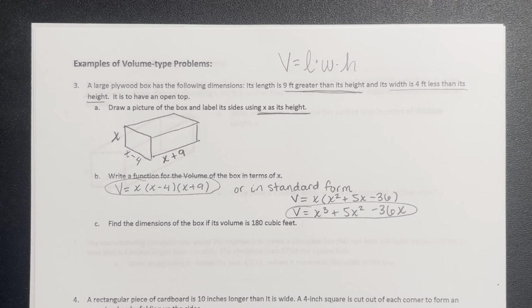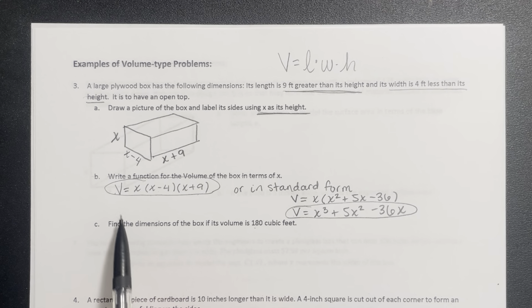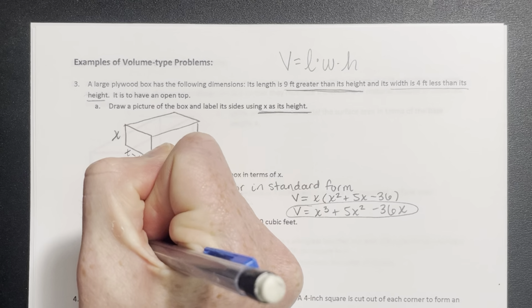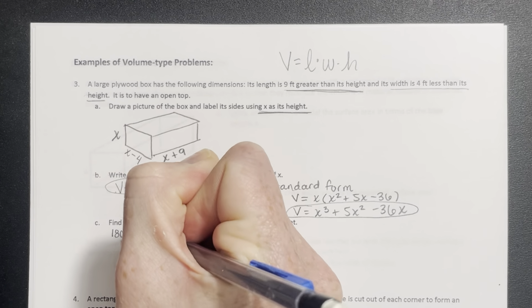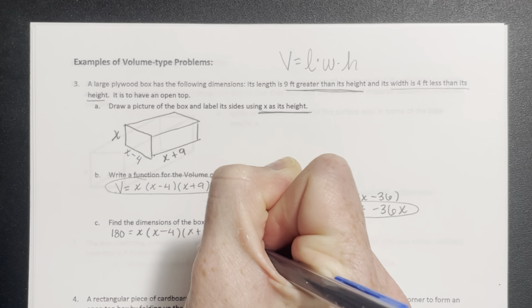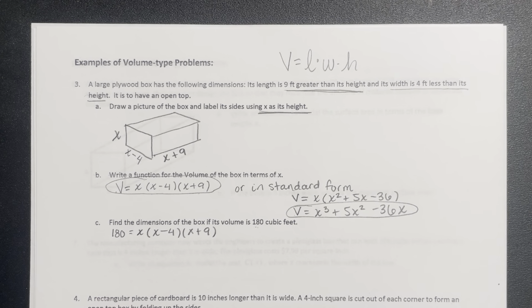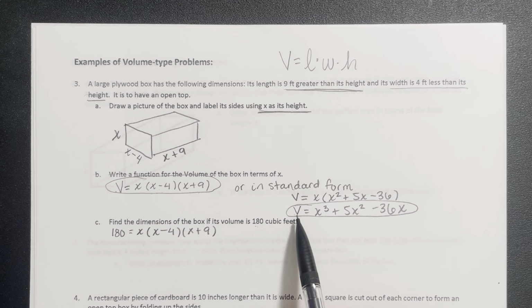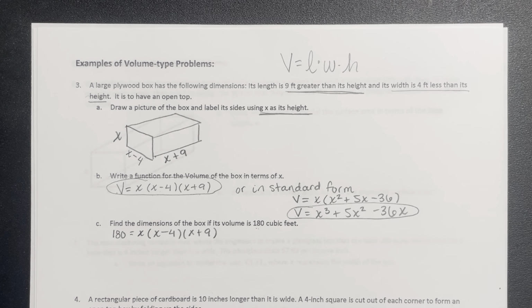In part C, we want to find the dimensions of the box that would give us a volume of 180 cubic feet. So this time we know what the volume is, we have to find what the dimensions will be, and so we're going to solve an equation for x. We're going to substitute 180 in for the volume. Now I'm going to use the factored form equation just for the purpose of showing why it's really not that helpful right now. It is more beneficial to use the standard form equation for this.